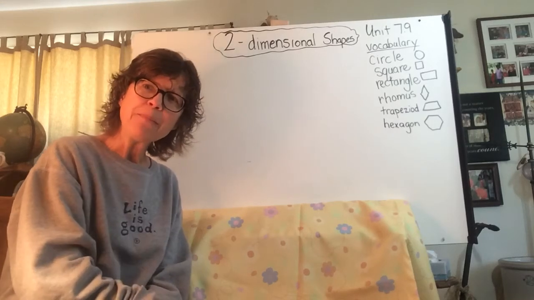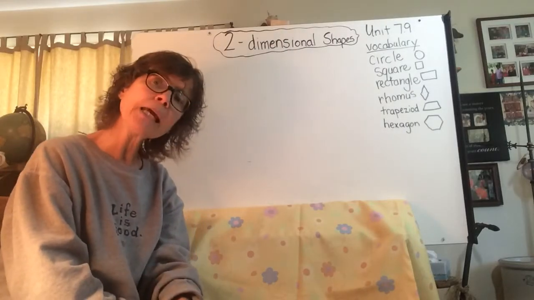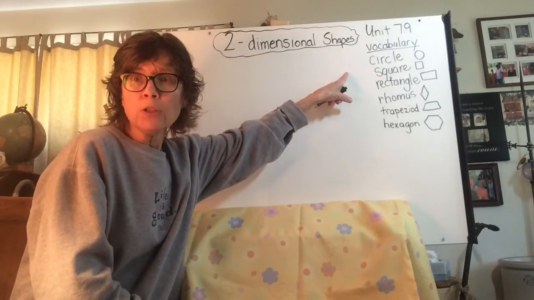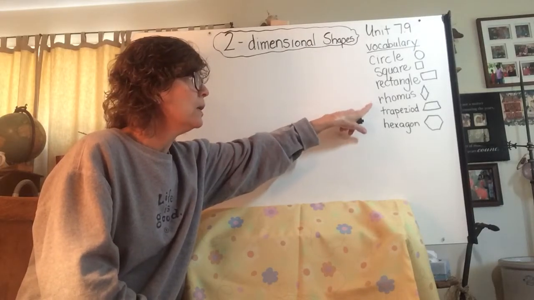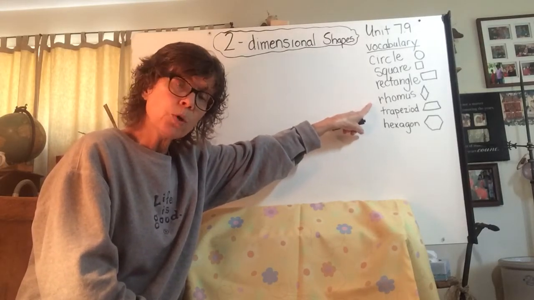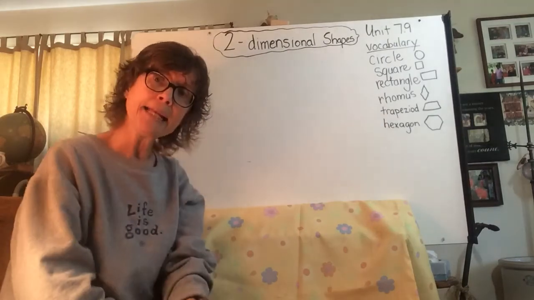Hi friends, today for our math lesson we're going to be talking about two-dimensional shapes and some of the vocabulary. Circle, we all know what that is. A square, we've talked about that. Rectangle. A rhombus is a new word. Trapezoid and a hexagon.